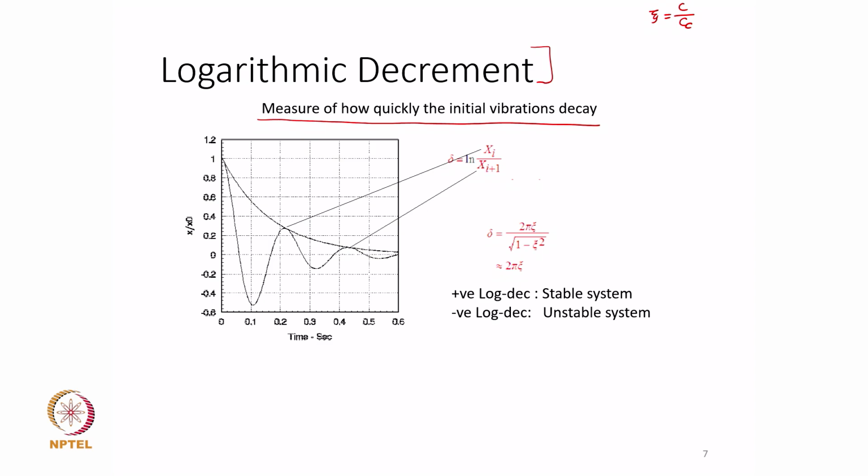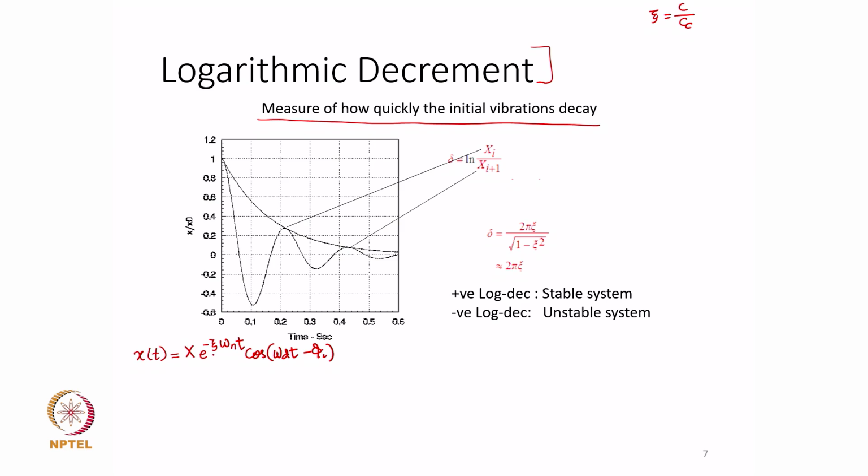Now, we have all seen the amplitude of free vibrations of a damped vibratory system given by capital X e to the power minus zeta omega n t cos of omega d t minus phi. That is the expression that we had, right.